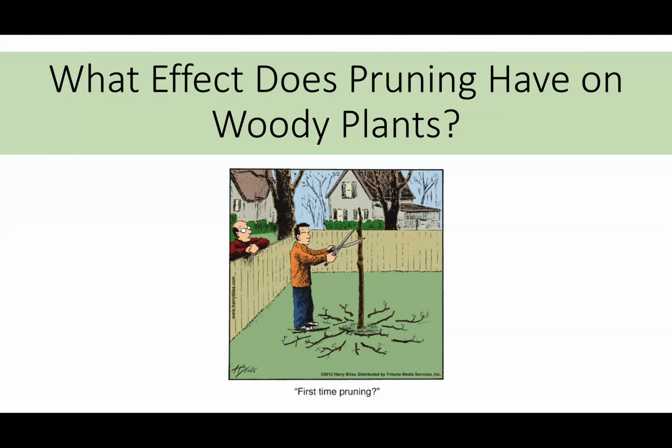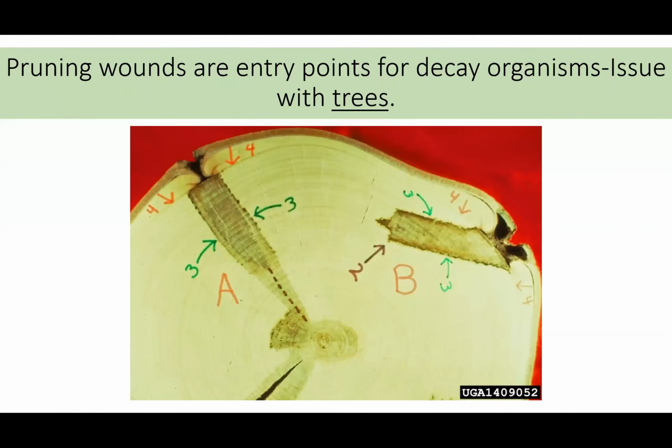And this little cartoon here is oftentimes what happens, right? People over prune, they take too much off, and that can have negative effects on the health of the tree. A big thing we have to keep in mind when we're pruning is that we are creating entry points into the tree for decay-causing organisms. So primarily fungi, also bacteria, but fungi do most of the work as decay organisms.